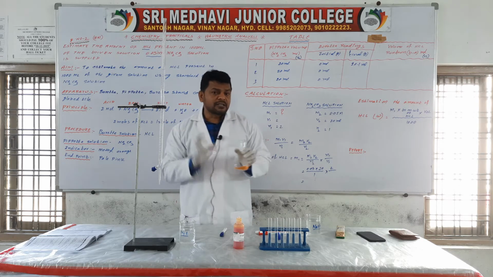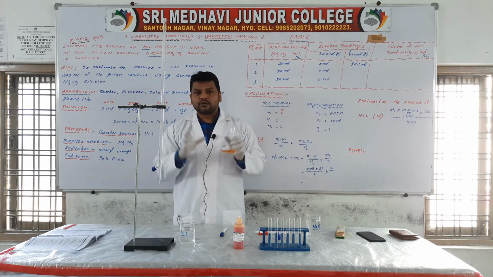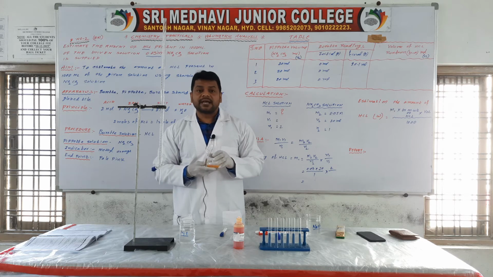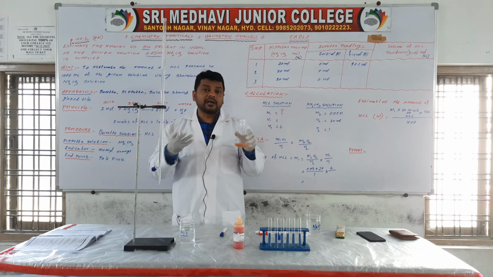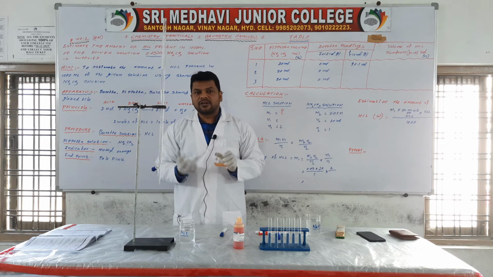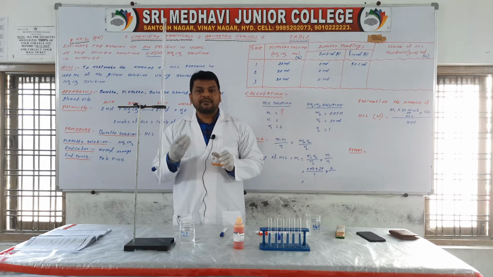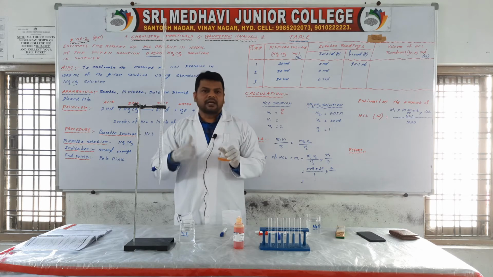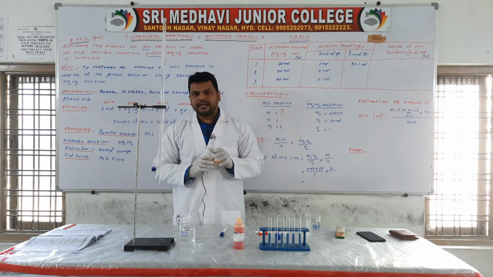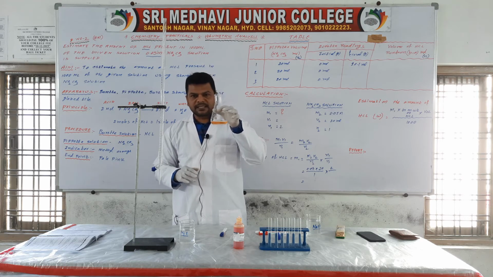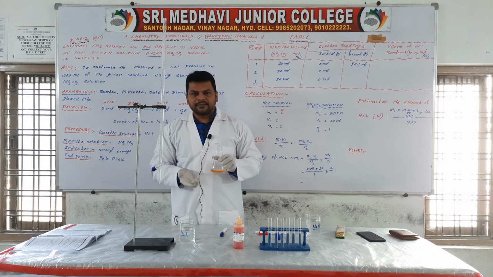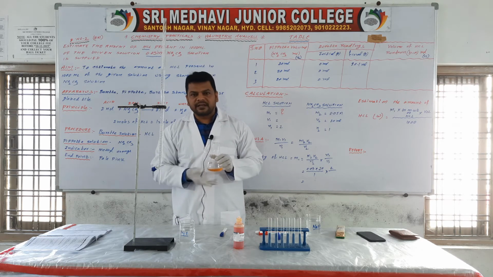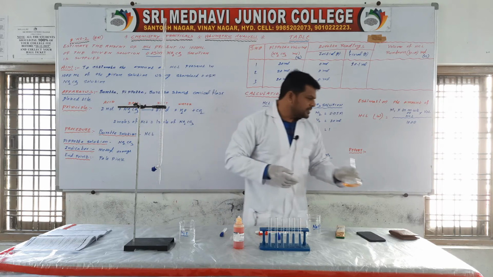Indicator. Why? What's the need of adding an indicator? To find out the end point of the titration. Because these two are colorless solutions, it is difficult to find the end point. That's why we are using an indicator. For colorful solutions, there is no need of an indicator. You have to repeat this experiment two or three times, then take the concordant values. So this is the way.